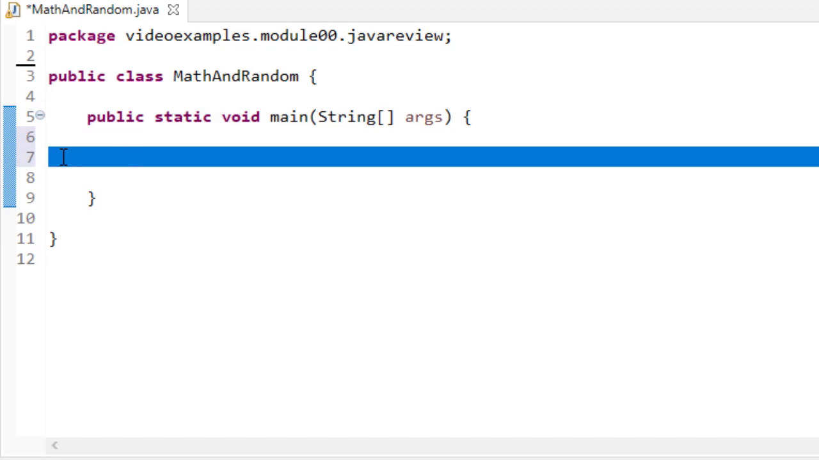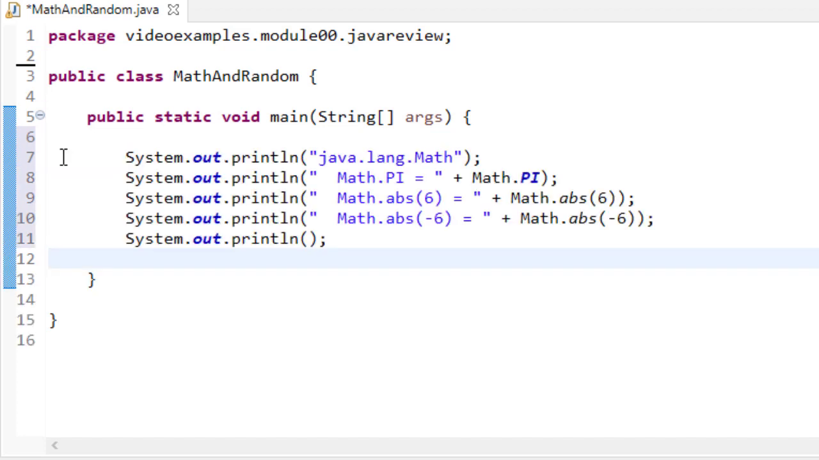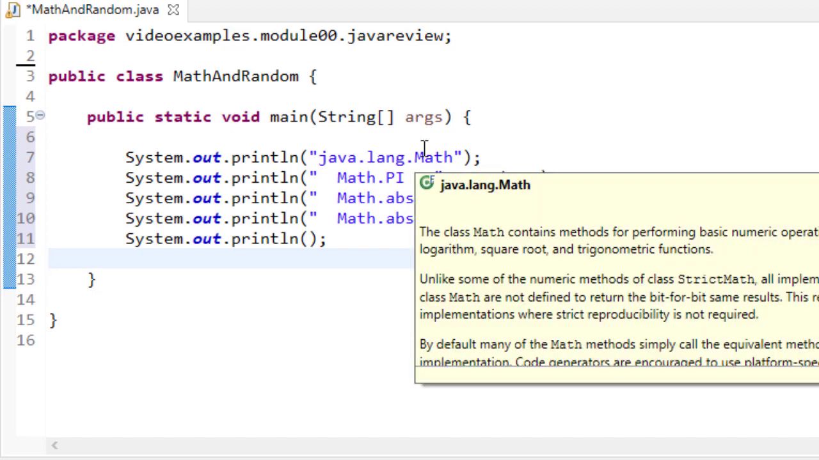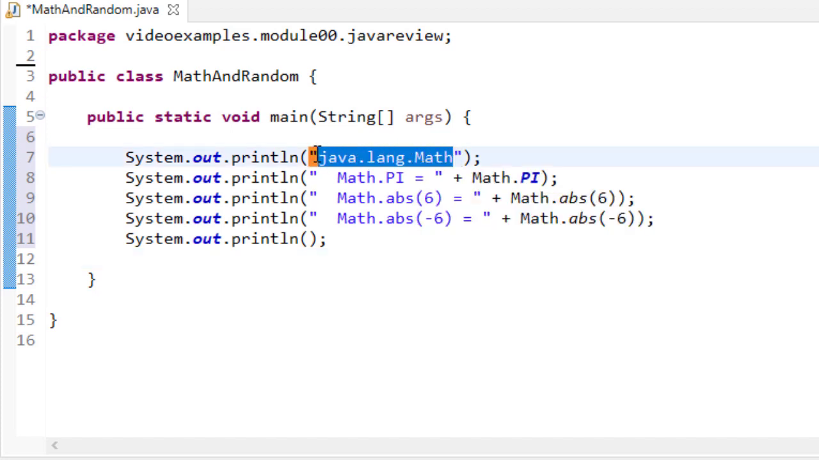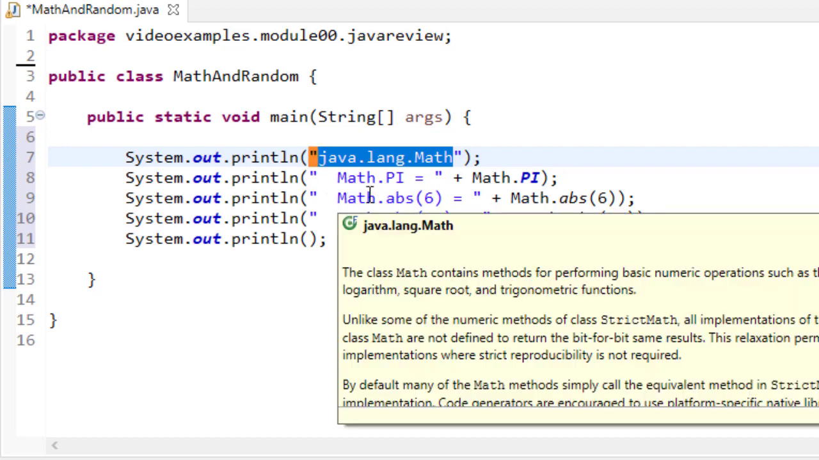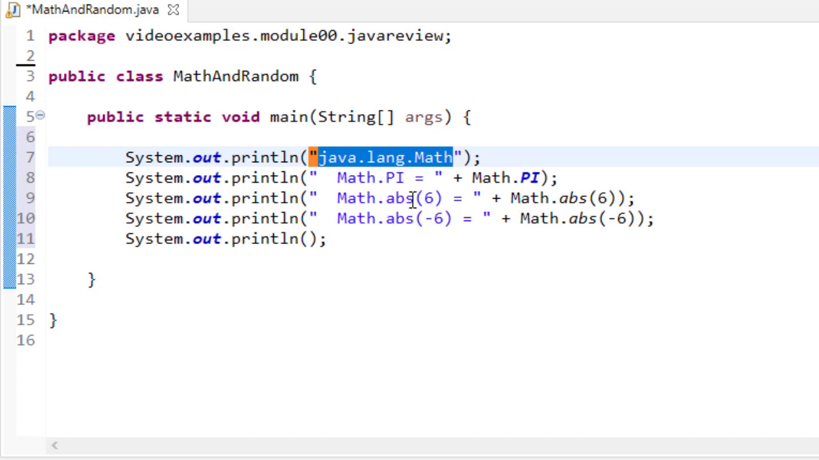So in this video, we're going to see some features provided by Java in the math and random classes. Now the math class is actually part of the Java language, so it's in java.lang.math, so you don't actually have to import this class or this package, it's automatically there. To start off with, there are some constants like pi, and there are some functions like absolute value. We'll demonstrate those.